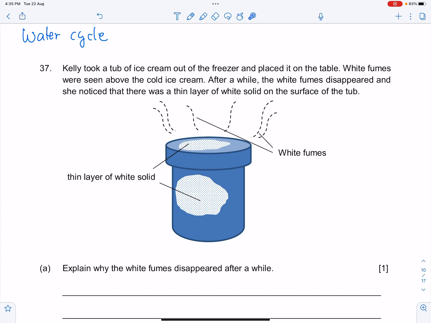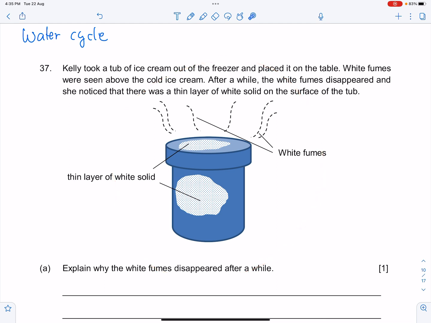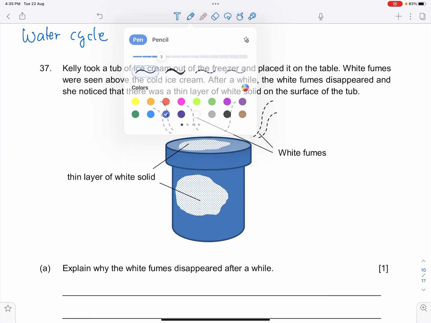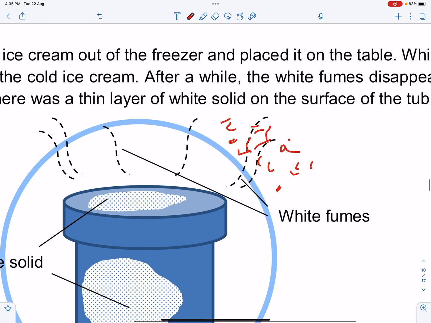So probably what happened was that the ice cream actually caused the surrounding air to lose heat to it and become cooler. To indicate that the surrounding air is cooler, I'm going to draw a ring using blue color. Now, the warmer water vapor that is in the surrounding would have then lost heat to the cooler region over here.